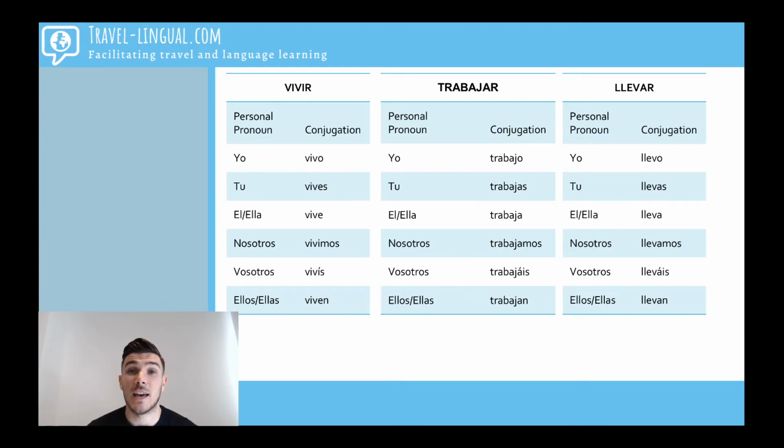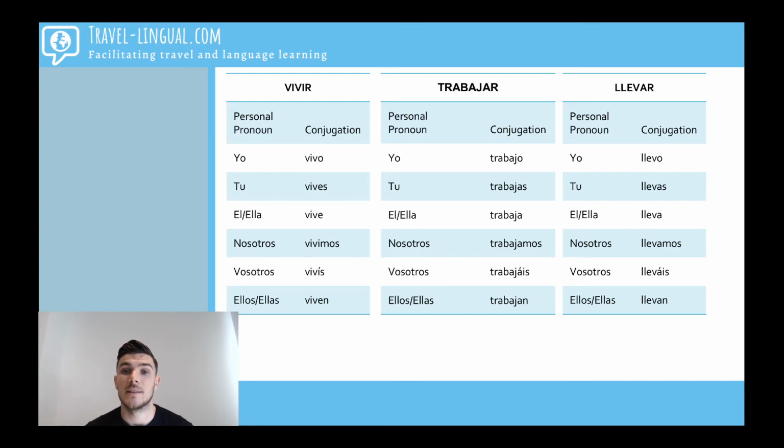If this is just looking complicated and like too many words to you, go back to that session where we spoke about the endings, where we're taking off the endings and we're adding, in the IR case, o, es, e, imos, is, en. And you'll see where it's making sense. So here we're just taking away the IR and we're adding the endings. O, es, e, imos, is, en.